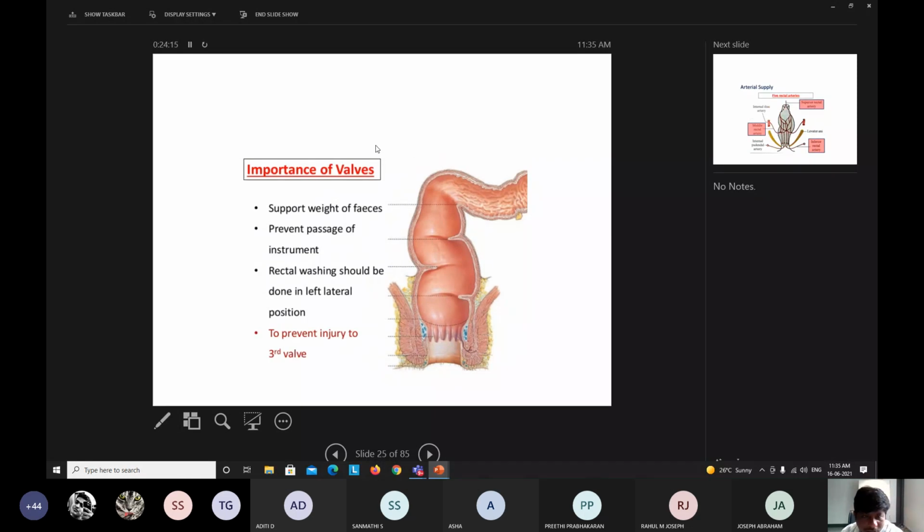So what is the importance of the walls? They support the weight of the feces and prevent passage of instruments. Rectal washing should be done in the left lateral position to prevent injury to the third wall.